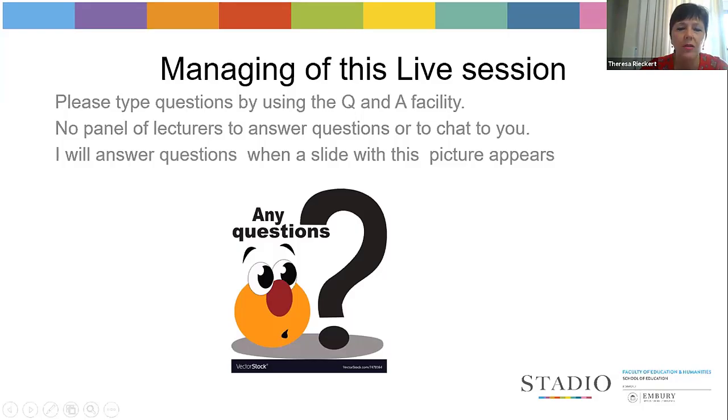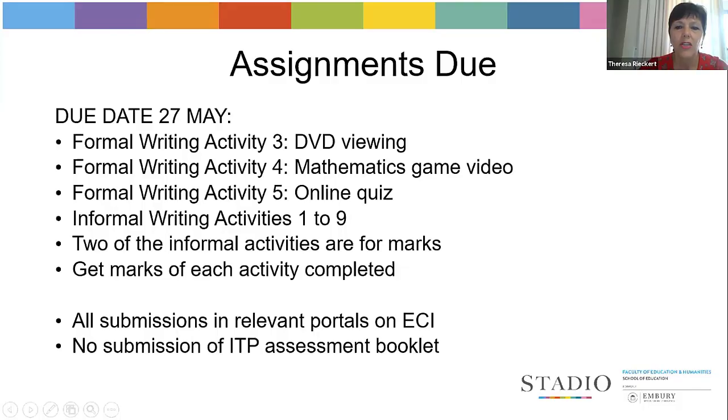So let's start. Right, the first thing that I just want to remind you about is that you have quite a few assignments that are due on the 27th of May, which is next week. Obviously, you do know that the due date is the 27th of May at 2 o'clock in the afternoon. And then you do have the 24-hour grace period, which means that the portals will all close on the 28th at 2 o'clock in the afternoon.